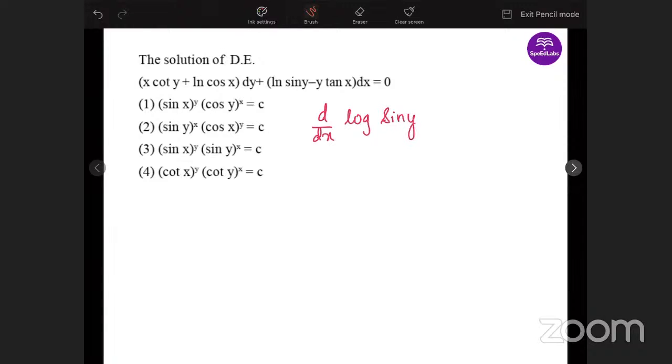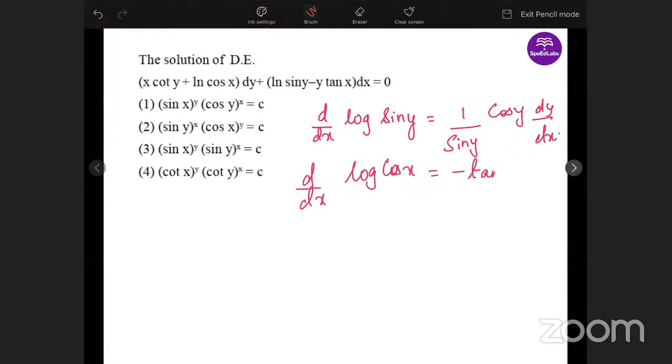Sir, 1 by sin y times cos y, cos y times y dash, into dy by dx. Yes, sir. Right, so this is what we get. And what is the differentiation of log cos x? Sir, minus tan x. Yes, sir. Minus tan x, right? Minus tan x.